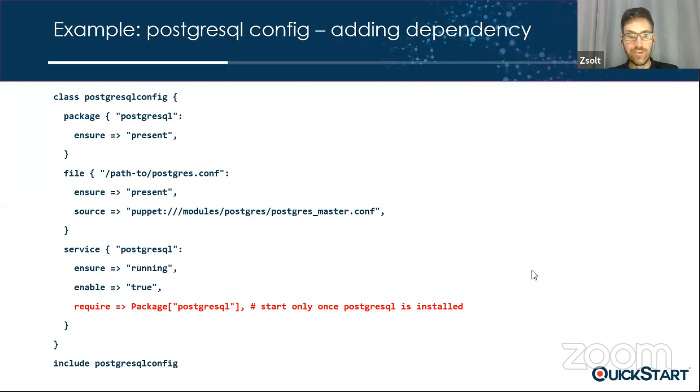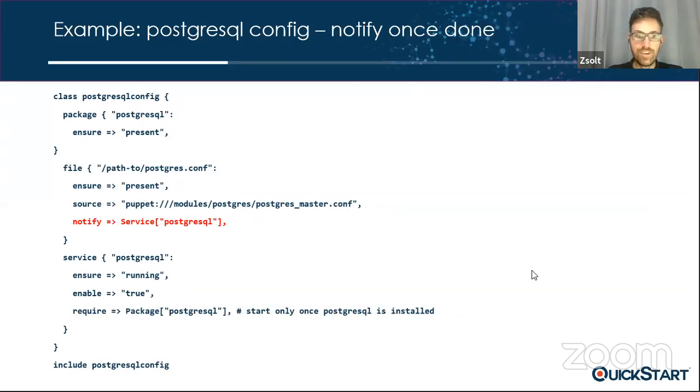So you require the package rule for the service to be running and enabled. This is one modification. A second modification is that as soon as the configuration is there, you notify. So you can also add the notify attribute. This way you can notify the service. So we have all these options available in Puppet.